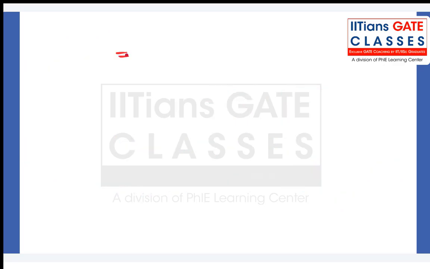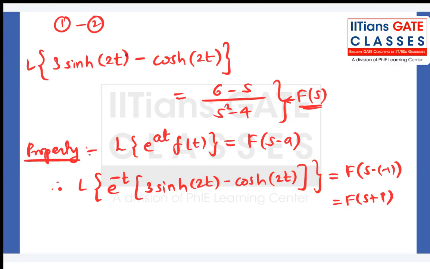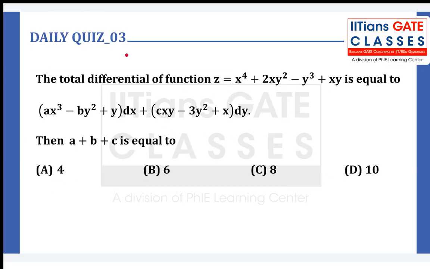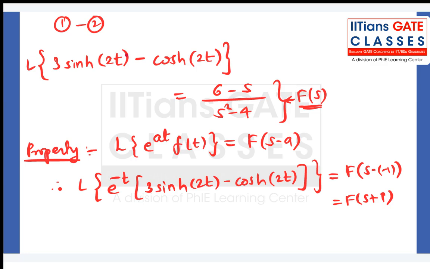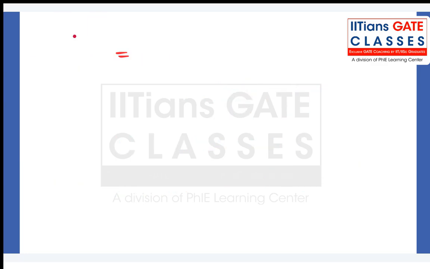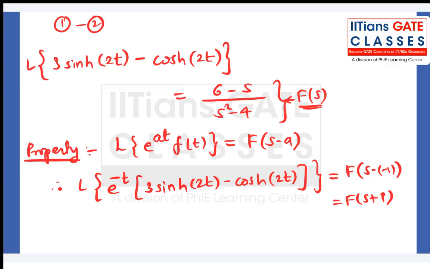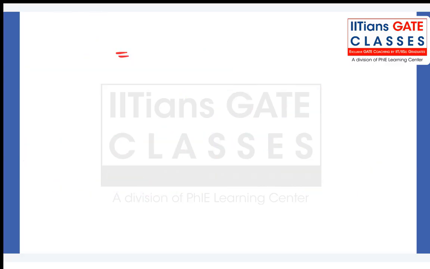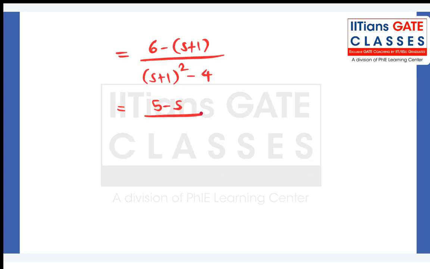1 second, it is taking some time to load the slides. Yeah, so 6 minus s, so we have to replace by s plus 1 everywhere and in the denominator as well, like this. And now we have to further solve this. So this will be 5 minus s, and this will be s square plus 2s plus 1, 2s remains as it is, plus 1 minus 4 becomes minus 3. Okay, so this is your final answer.